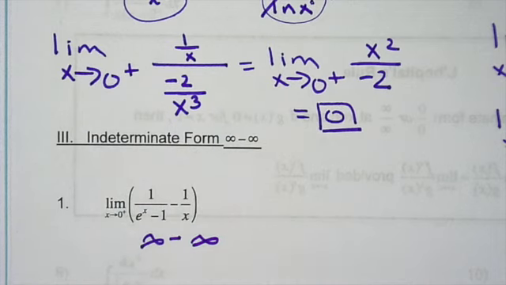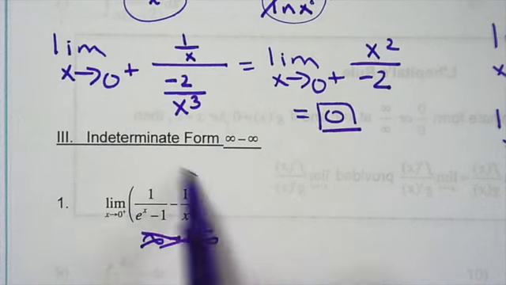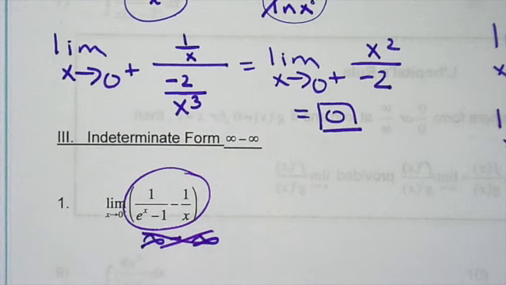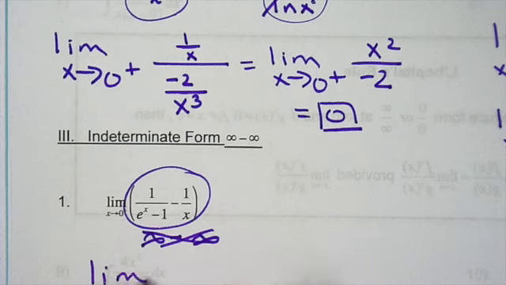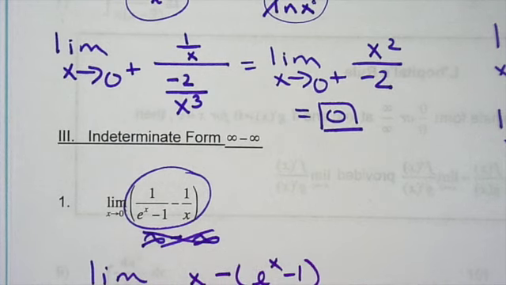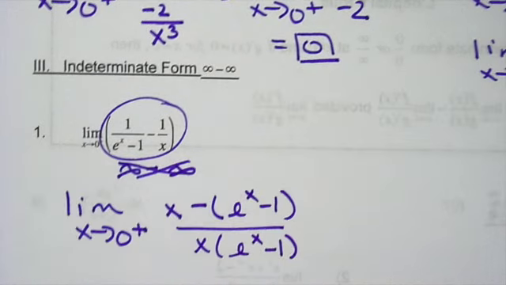But again, I want to use L'Hopital's rule. The only way you can do that is if you have a fraction. So if you have two fractions just being added or subtracted, just make it into one fraction. So I'm going to rewrite it by getting myself a common denominator. So I need an x on the top. I need that e to the x minus 1 on the second piece. So now I have rewritten the problem with the common denominator.